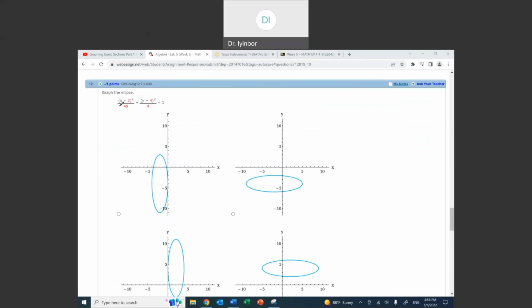So that means x is the major axis. So it's not this, and it's not this. It's a horizontal ellipse, because the major axis is x, which means it opens horizontally. Now, how am I going to find which one of those it is? Let's see what the center is.